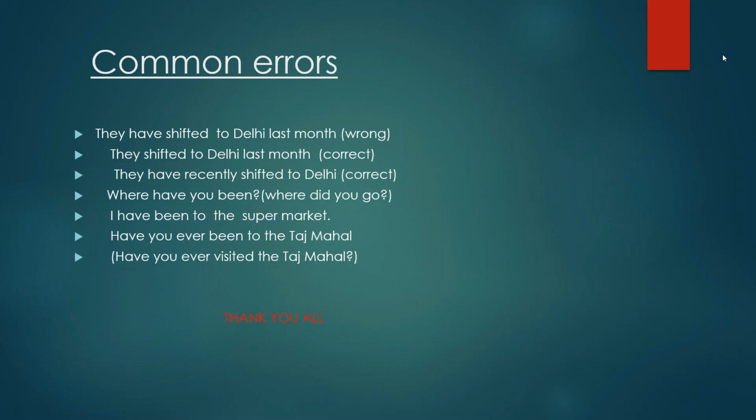Then, where have you been? This is a very important question that normally we ask in English. Where have you been? What do you mean by that? It's nothing but where did you go? When somebody is asking you, where have you been, the answer would be, I have been to the supermarket. Let's say you have been to some other place, you would say that I have been to XYZ place. Then we have, have you ever been to the Taj Mahal? What exactly does it mean? In the previous examples, I was explaining to you, have you ever visited the Taj Mahal? This is how we go about using the present perfect.